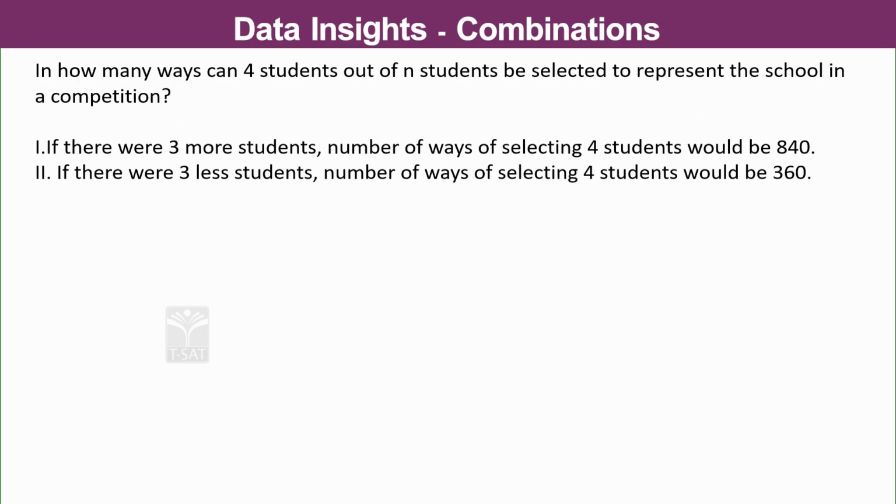Let's look at the first question now. The question says, in how many ways can 4 students out of n students be selected to represent the school in a competition? Statement 1 says if there were 3 more students, the number of ways of selecting 4 students would be 840. So if there are 3 more students, that means there were n students given, and now there would be n plus 3 students in total.